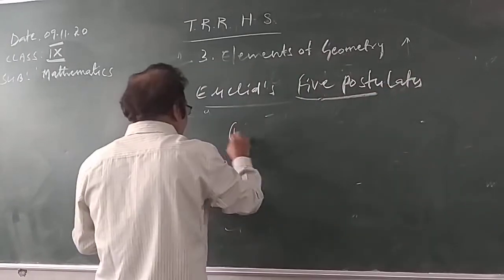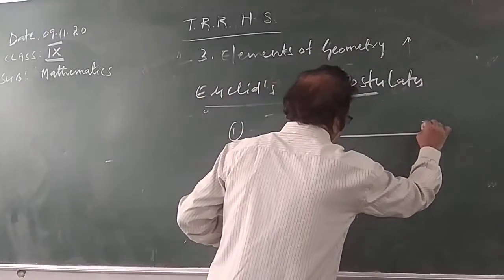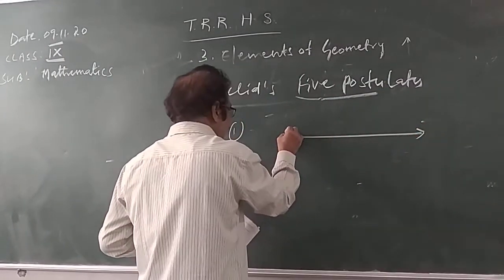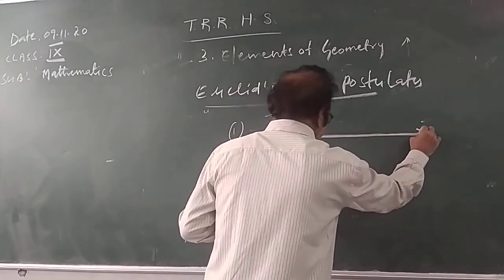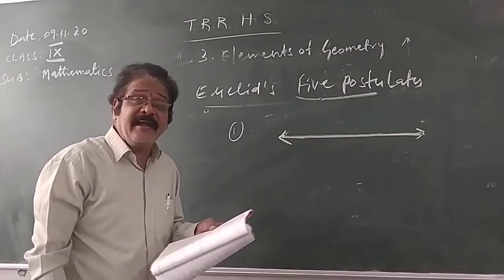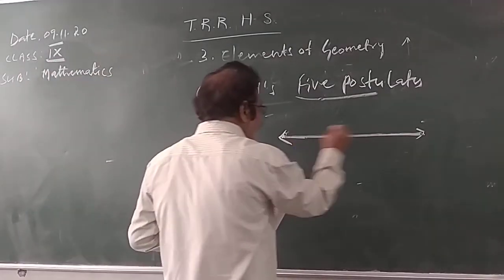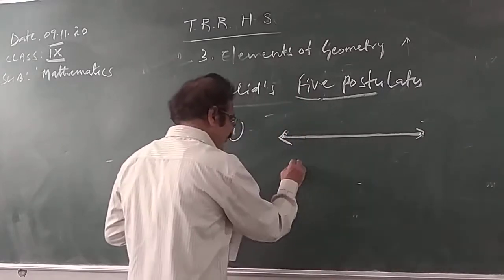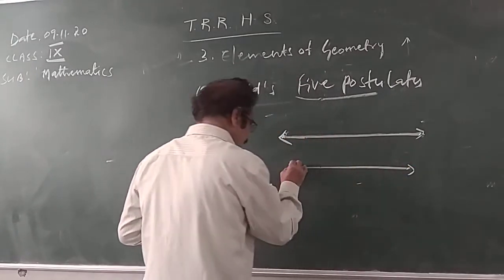First one, a straight line can be drawn from any one point to another point. A straight line can be drawn from one point to another point. This point to this point. A straight line can be formed from one point to another point.